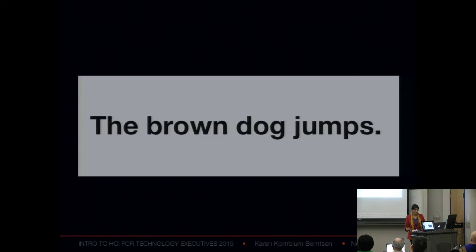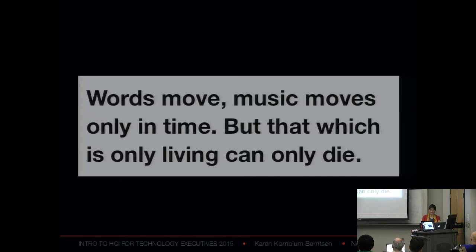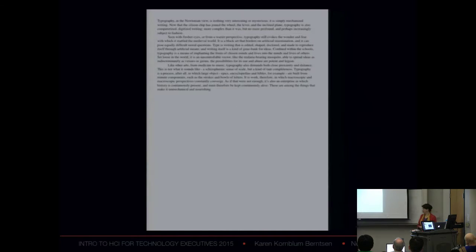Easy enough. But once we can make sentences, we can start talking about things that are very high level, very abstract, and very sublime. This is T.S. Eliot, right? Words move, music moves only in time, but that which is only living can only die. Okay. So we've gone from letters to words to sentences, and finally to paragraphs.